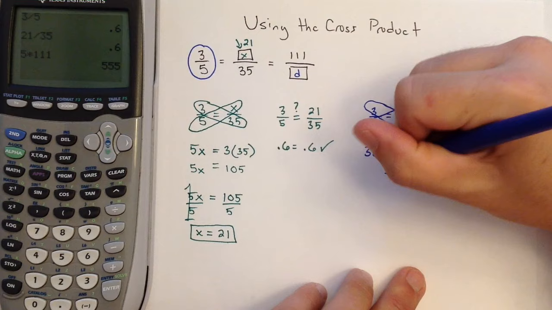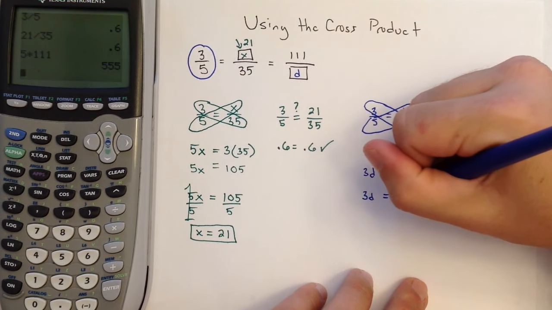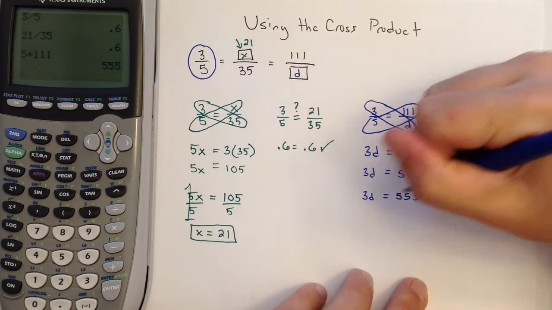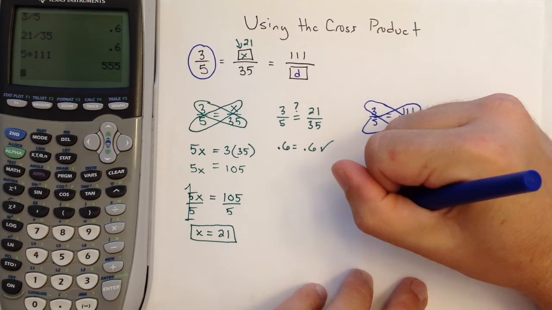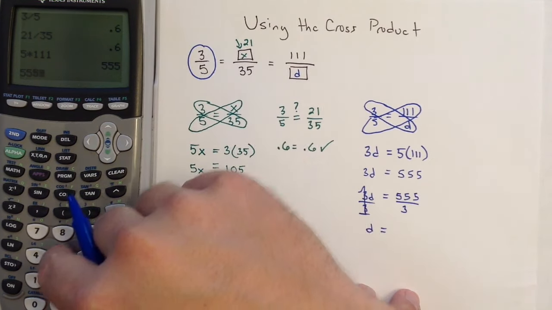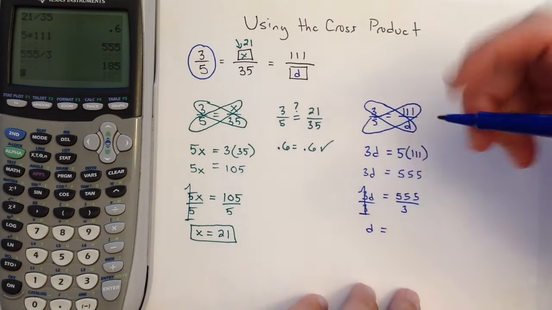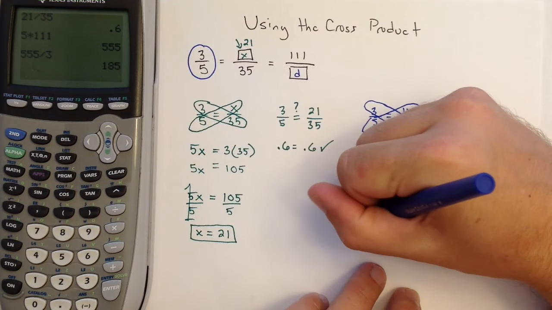555 equals 3d. Like last time, to undo the multiplying by 3, we need to divide both sides of the equation by 3. When we do that, 3 divided by 3 is 1, so I just get 1d equals 555 divided by 3 is 185. So that is the answer in my cross product.